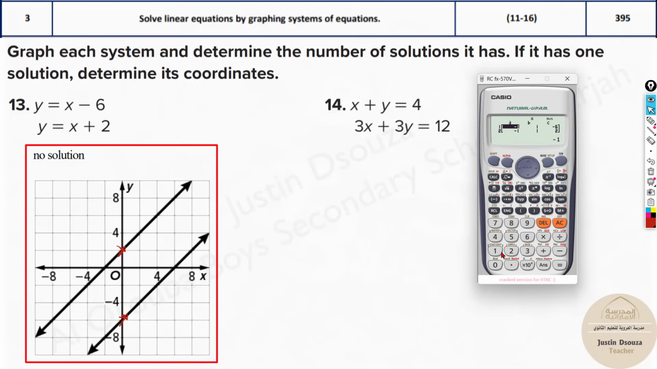What do we have over here? 1, 1, 4, and then we have 3, 3, 12. Now here I will get infinite solutions. Now again, in your calculator you may not get infinite solutions, you might have a math error.